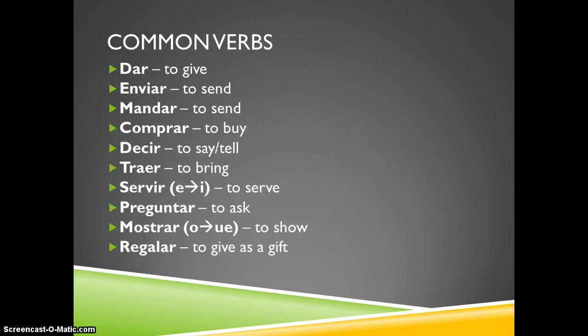Okay, we've got some common verbs that use indirect object pronouns. So here's a list for you. It's important that you are comfortable with using these verbs and knowing what their translations are. So dar, to give, enviar, to send, mandar also means to send, comprar, to buy, decir means to say or to tell, traer, to bring, servir, to serve. Notice that's an E to I stem changer. Preguntar, to ask, mostrar, to show. That's an O to UE stem changer. And regalar means to give as a gift.